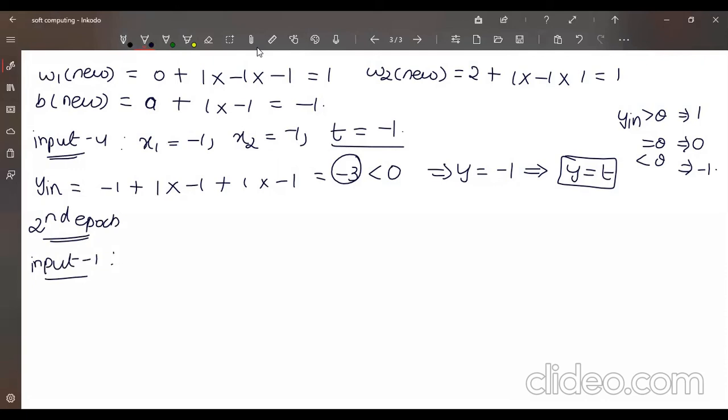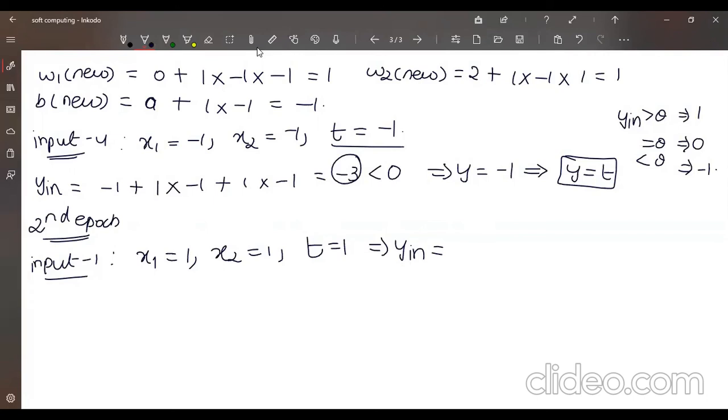The fourth input is x1 equal to 1, x2 equal to 1, and target equal to 1. Find y in value. This implies y is equal to t, so we are not going to update the weights for the fourth input because we have achieved the condition y is equal to t.